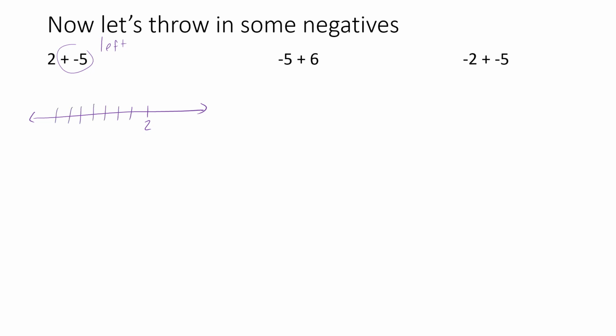So we'll give ourselves some space here and count down: 2, 0, -1, -2, -3, -4, and -5. The 2 is my starting location, and I'm going to move 5 to the left. 1, 2, 3, 4, 5, and that lands me right there at -3. Again, notice we have the starting point and then the direction that we're going to move.